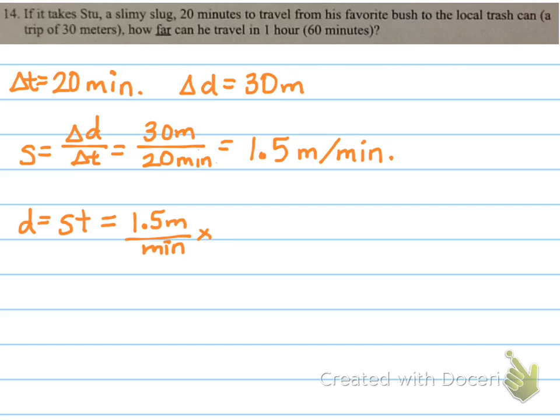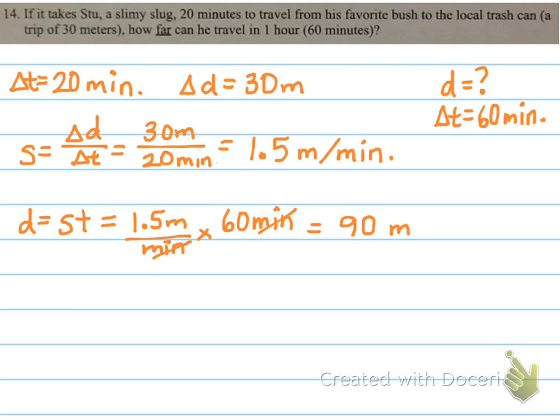And we know that the time, because we want to know how far he could go, right? So our question is, our distance is what when our change in time is 60 minutes. So if he has 60 minutes to travel, how far will he go? So times 60 minutes. And 1.5 times 60, okay, is 90. So he will go 90 meters.